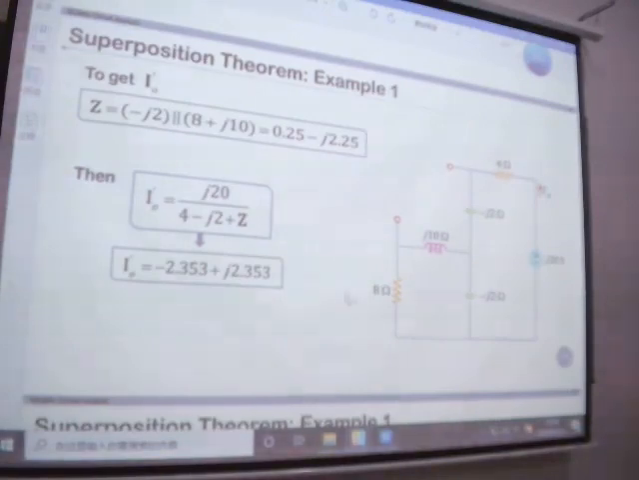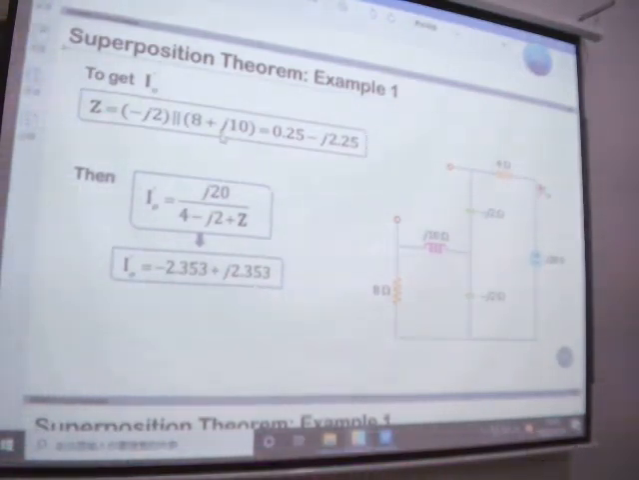This one and this one are in series, so we add them: 8 plus j10. And for this branch, 4 in series with minus 2j gives 4 minus 2j. Then this one is in parallel with the minus 2j branch, and we get this result.